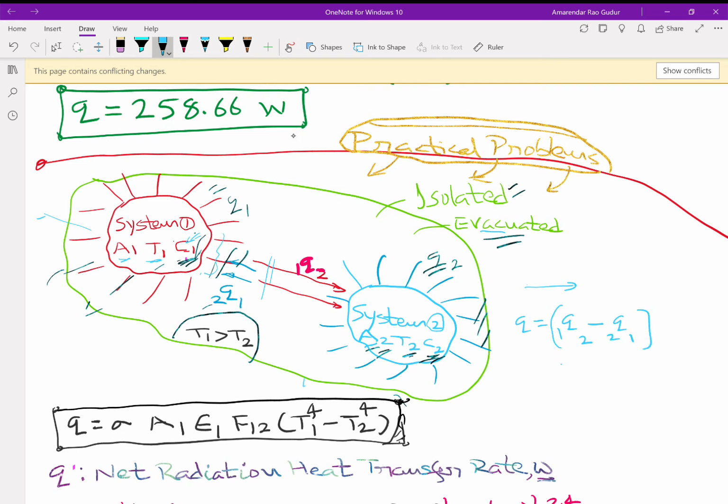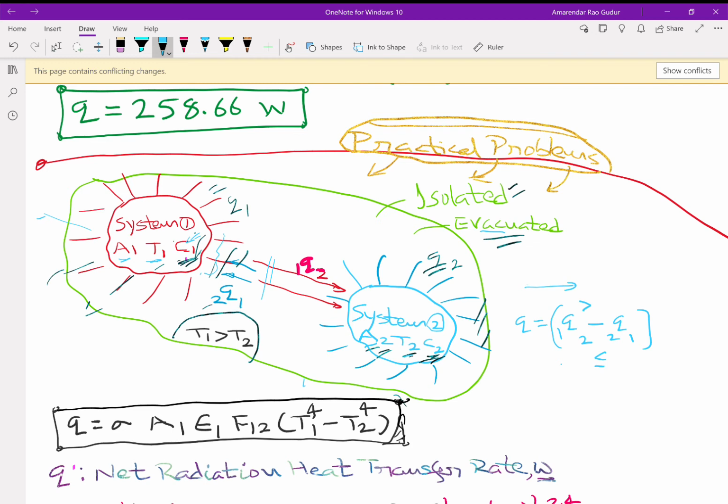And we may have Q12 greater than Q21 if T1 is greater than T2. That's what exactly we assume. We assume this is hot, this is cold. If at all you have T1 less than T2, Q12 will be less than Q21. Net heat transfer rate will occur from 2 to 1. If T1 is equal to T2, they will be equal and opposite. Therefore, net heat transfer rate will be 0. Therefore, radiation is a very typical mode of heat transfer wherein both the surfaces are radiating heat.